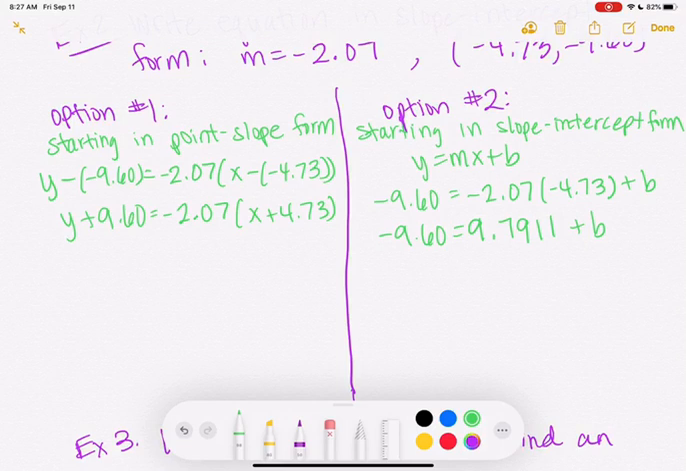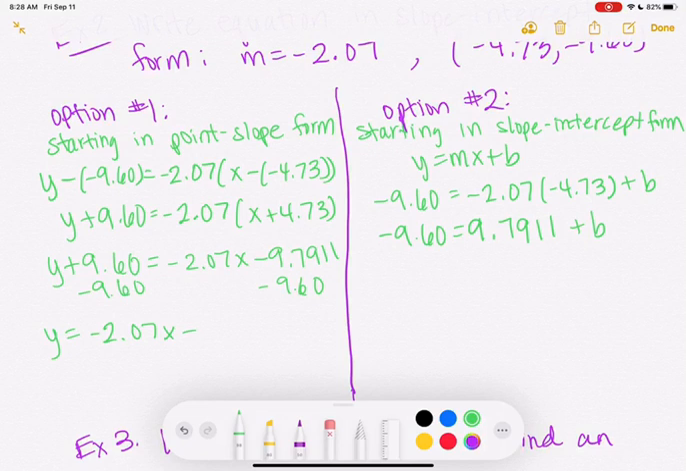So continuing on with option one, the next step is to distribute that negative 2.07. So you'd have negative 2.07x, and then negative 2.07 times 4.73 ends up being minus 9.7911. Again, do not round until the very, very end. To finish off this problem, you'd want to get y by itself, so you would subtract the 9.60, and you would end up with y equals negative 2.07x minus 9.3911. So that is in slope-intercept form.